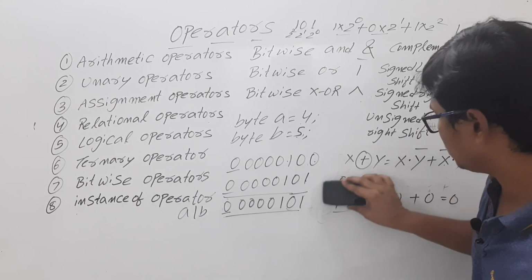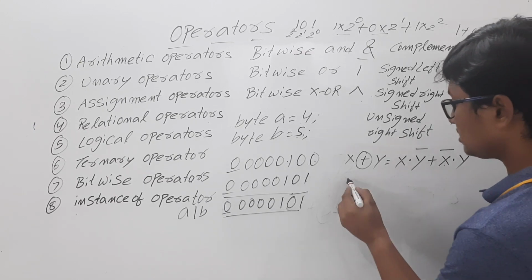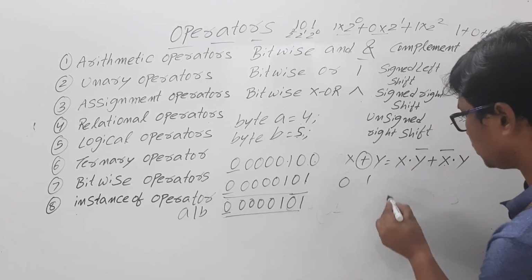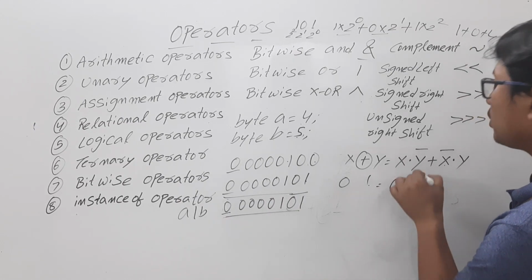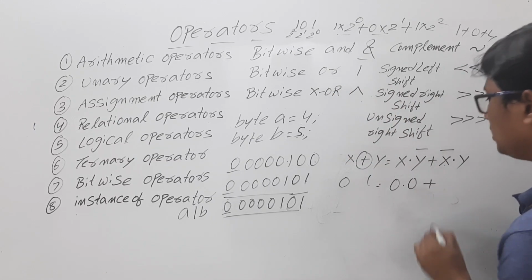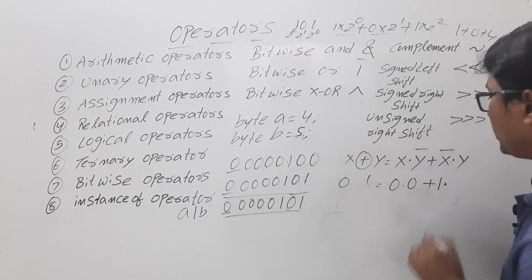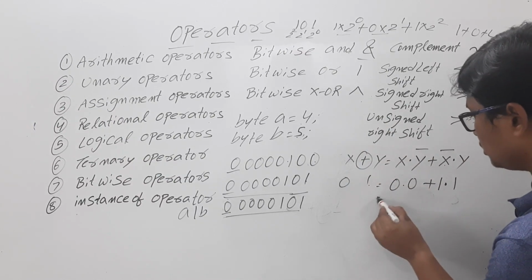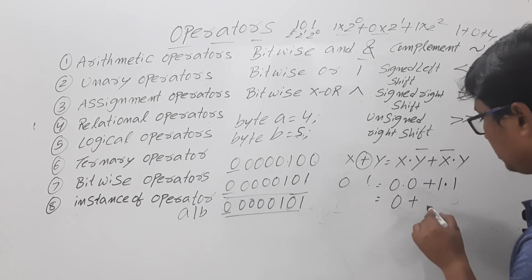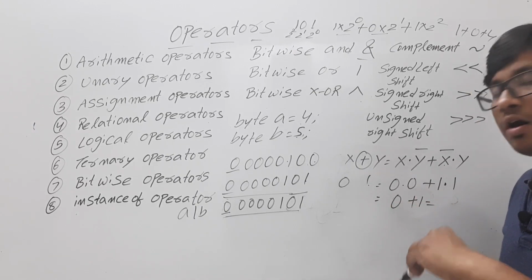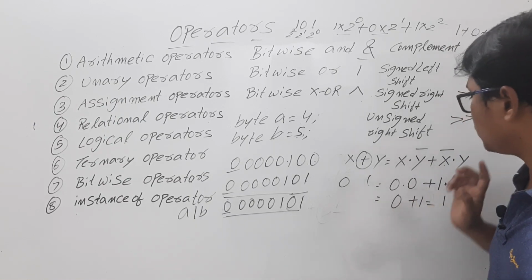Remember this one. Similarly, if you take different values, if x is 0 and y is 1, substitute that one. X is 0, so 0 bitwise and y is 1, 1's complement will be 0. Then x complement, 0's complement is 1, bitwise and y value is 1. 0 bitwise and 0 will be 0, bitwise or, 1 and 1 will be 1, 0 bitwise or 1 will give you 1. So if the inputs are different, then it will produce the output as 1.